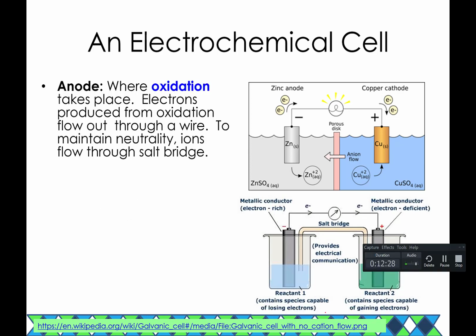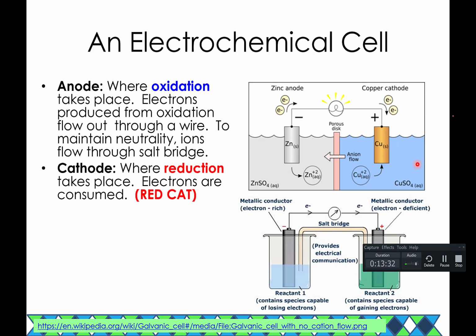Okay, so we need to talk about the different parts of the electrochemical cell. First of all, we have the anode. The anode is where oxidation takes place. In an electrochemical cell, the anode is where the electrons are lost. So electrons are moving from the anode to the cathode. And then to maintain charge neutrality, ions will flow through what we call a salt bridge. So the salt bridge is just some sort of porous separation. It could be something as simple as a plastic grid that's simply separating the two electrodes, or it could be some type of porous material that allows ions to move through.